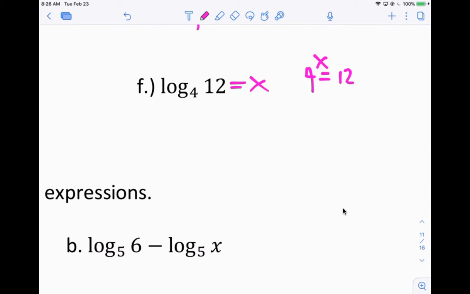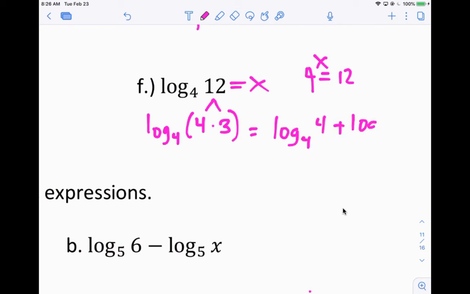But I could split this up into log 4 times 3, right? 12 is 4 times 3, little factor tree there for you. So log 4 of 4 plus log 4 of 3. Well, log 4 of 4, what power of 4 gives you 4? That's just a 1. Again, the second part is going to be a decimal, but at least I can take out a 1.